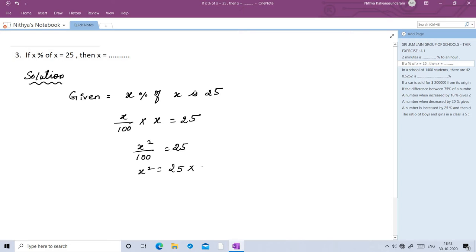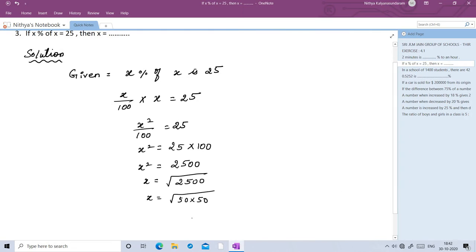So 25 into 100. So x square is equal to 25 into 100, which is 2500. We want to find x value. So square root of 2500. So x is equal to square root of 2500. We can split 50 into 50. So 50 50s are 2500. So the square root of 2500 is 50. So x is equal to 50. So therefore x is 50.